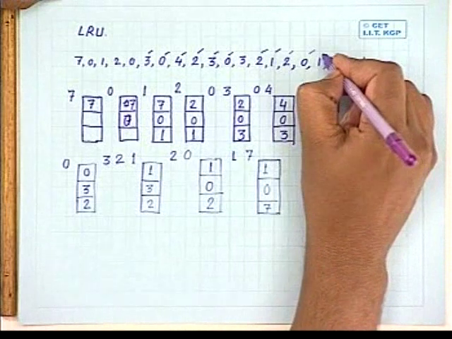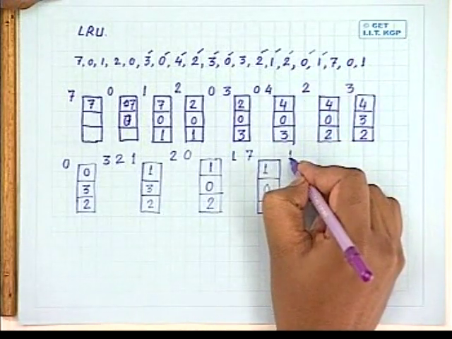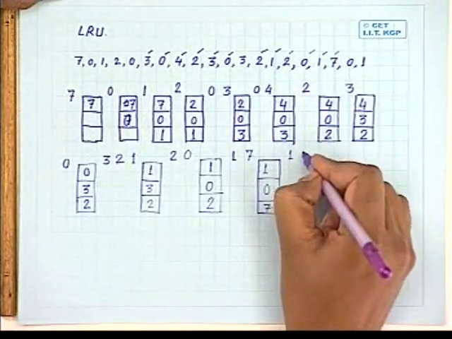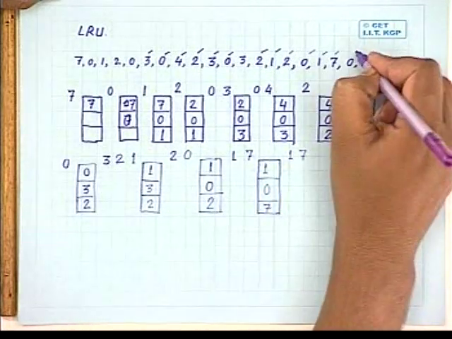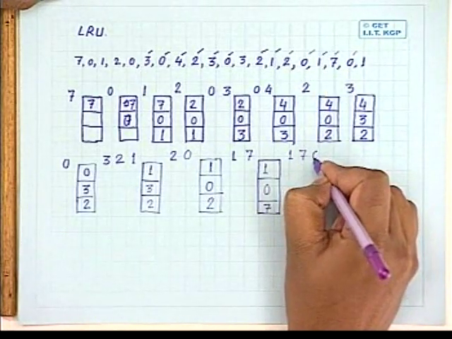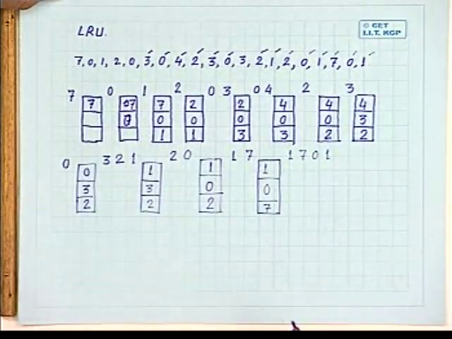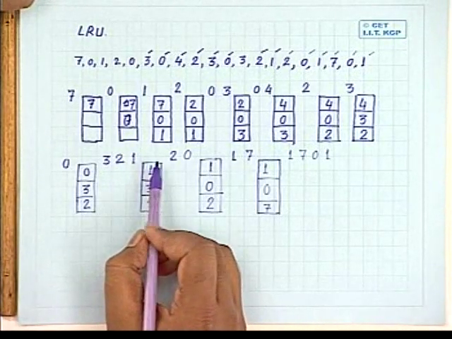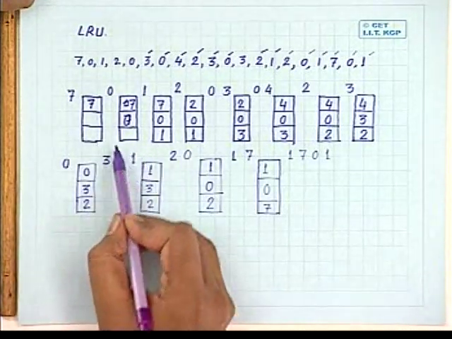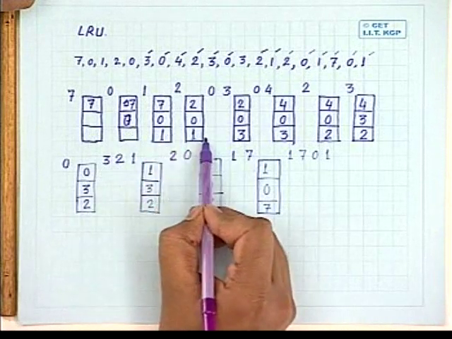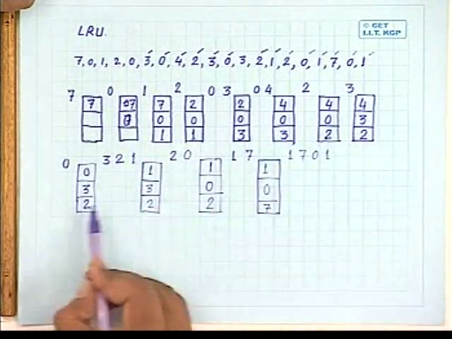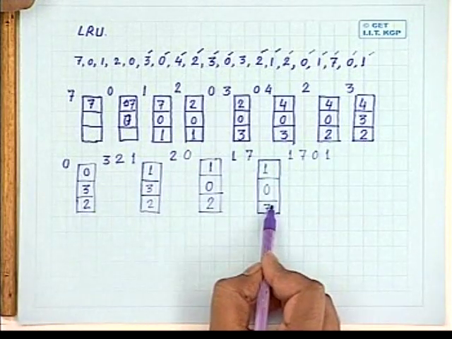Okay. Next time when 1 is referred, there is no page fault. 7 is referred, there is no page fault. 0 is referred, again there is no page fault. 1 is referred, there is no page fault. Okay. So now find that the number of page faults or the number of misses that you have is 1, 2, 3, 4, 5, 6, 7, 8, 9, 10, 11, 12.